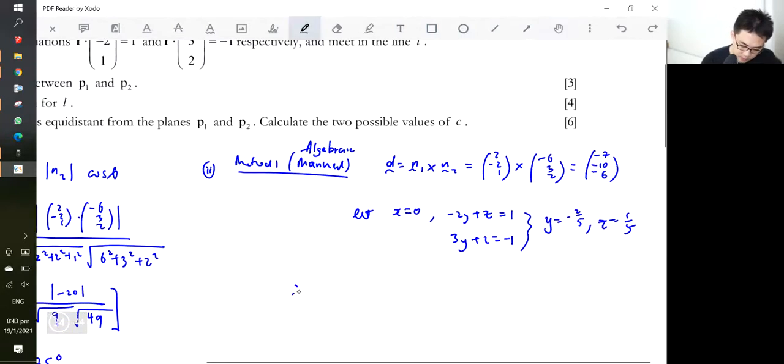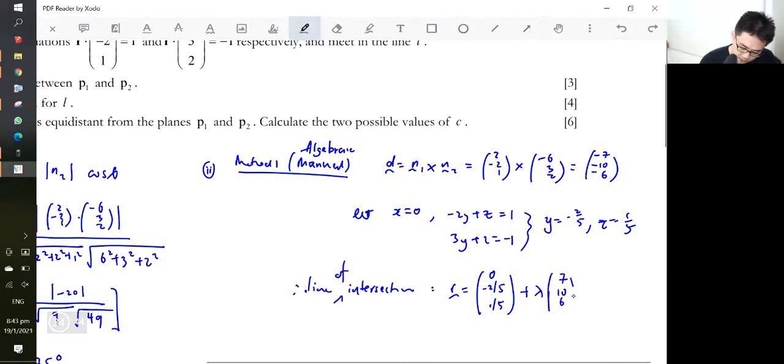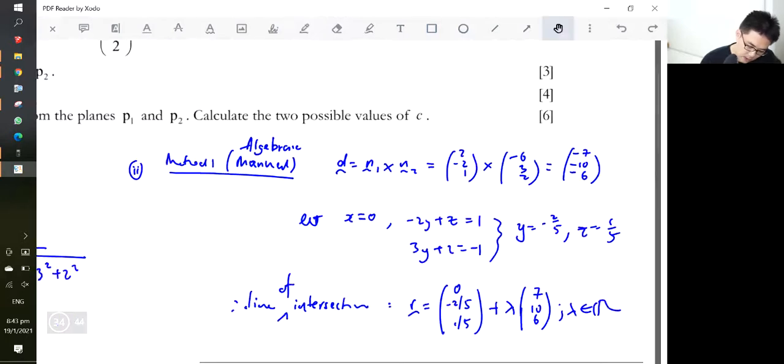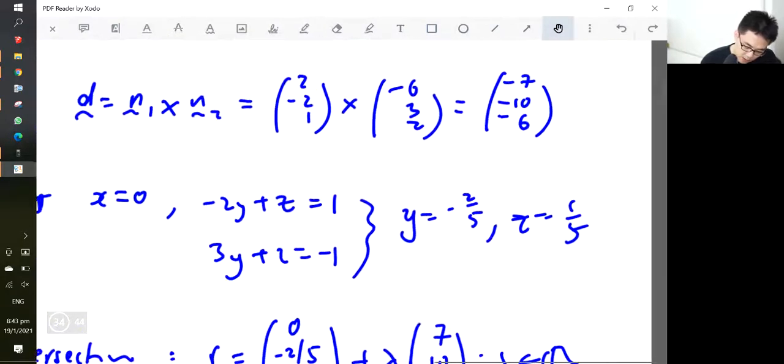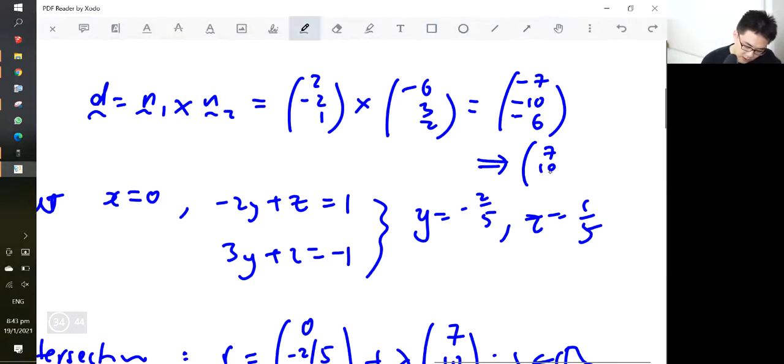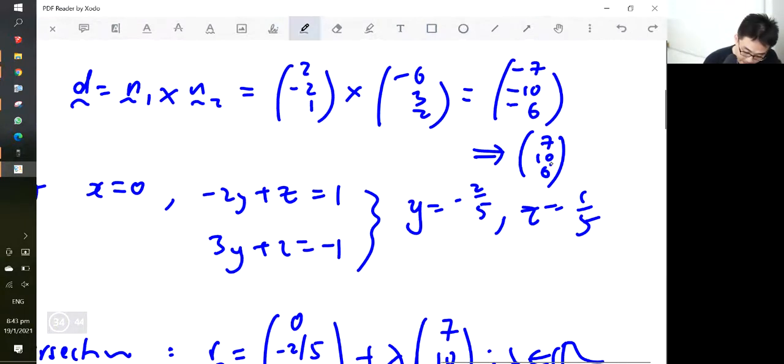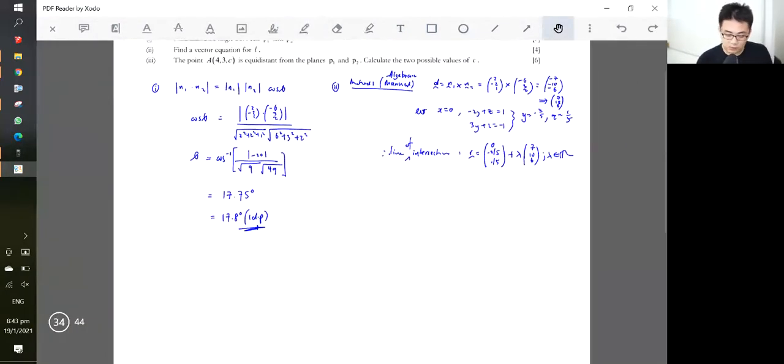Okay, hence, line of intersection r equals to 0, negative 2/5, 1/5 plus lambda. I'm just going to take the negative one, a positive one. Okay. Line equation has got many, many solutions. So I will try and change this to a positive one. I don't really like a lot of negative there. Okay. This is algebraic method.